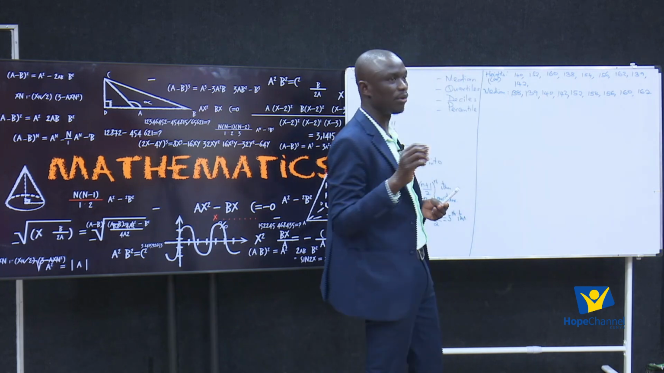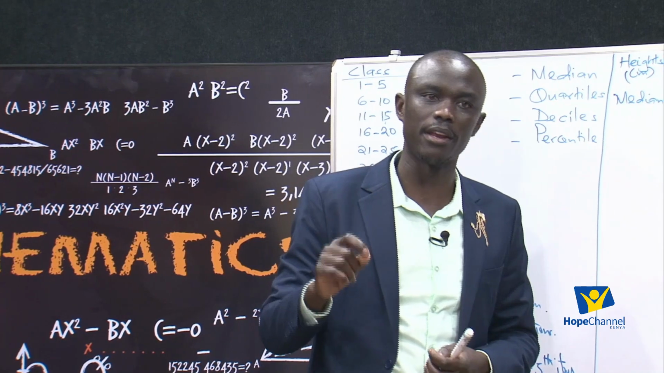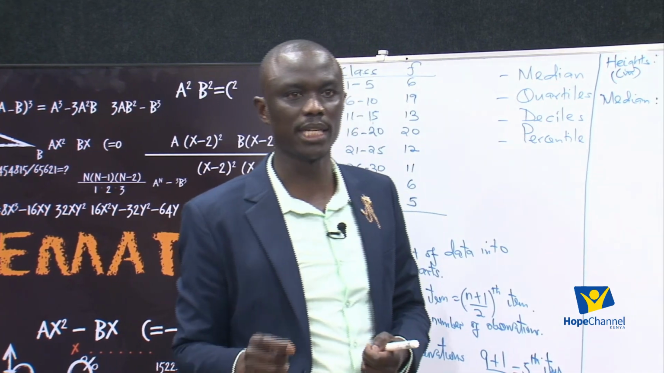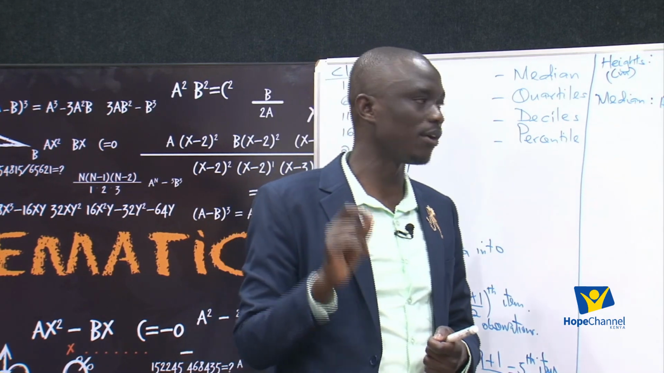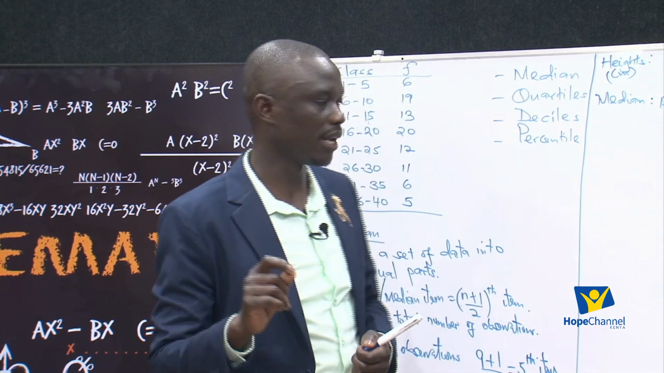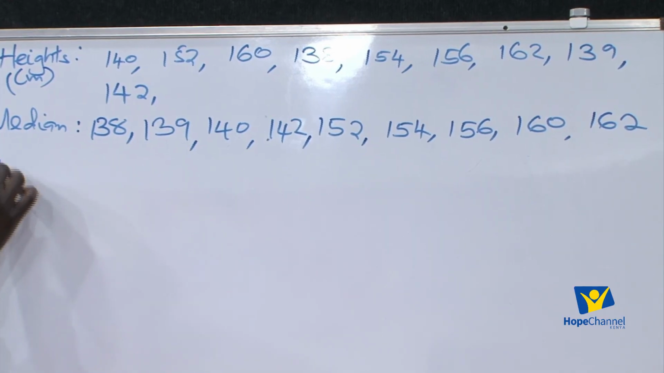So it is always the first step. Before you even find the median of a group of data, your data must be sorted. You must arrange it in ascending order. Once you have done this, we want to know the median item.